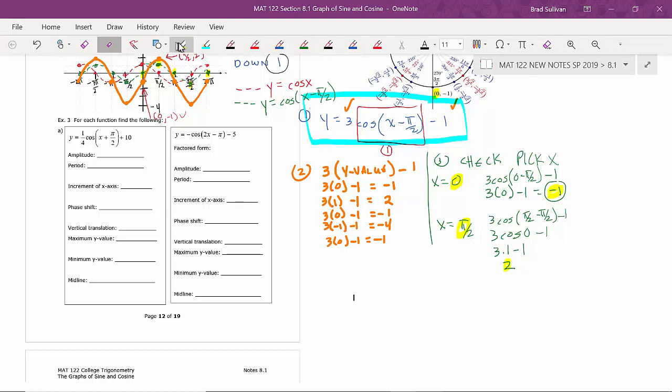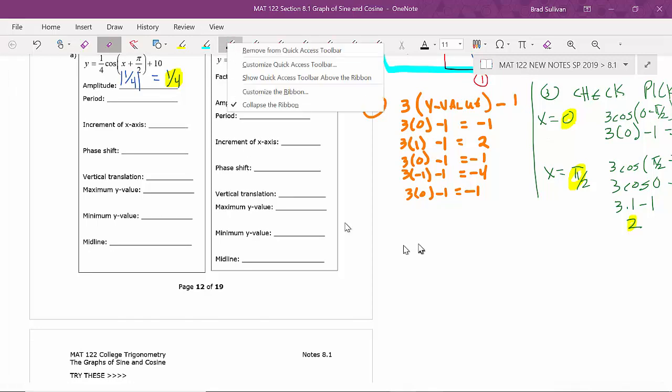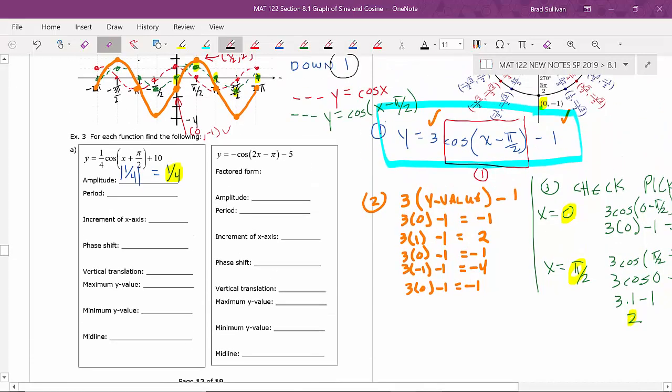All right, so let's go kind of look at these things. And first of all, we know the amplitude on this one is 1/4. You don't have to put that absolute value all the time, but just remember it's a positive number. Okay, so we've got the amplitude. Okay, when we do the period, we're going to use the formula 2 pi over b.